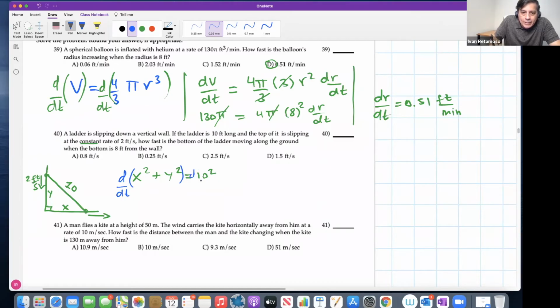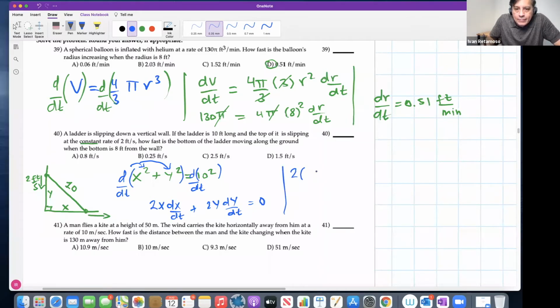So take derivatives on both sides with respect to time. That's the strategy. This derivative will be 2x dx/dt. This derivative will be 2y dy/dt. And 10 squared is 100, the derivative of a constant function is 0. Great. Now substitute what you have and find out what you don't have. They want the rate of change when x is 8, so x should be 8. Then dx/dt is what we don't know, which is actually what they are asking. Then 2 times y.